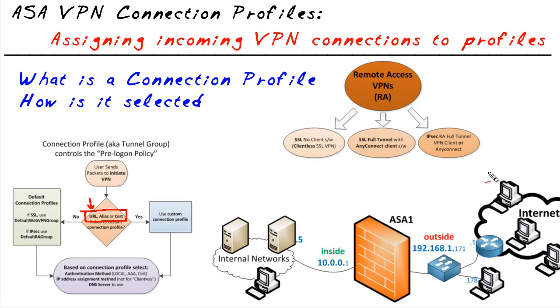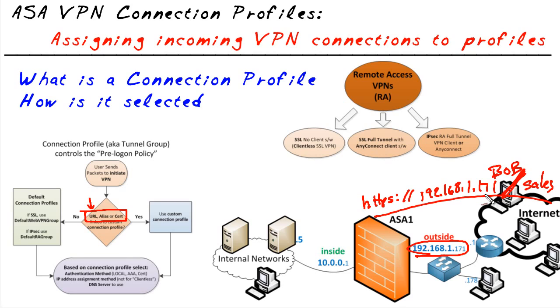A URL. We tell Bob, hey Bob, when you connect, we're going to pretend this is a global address for a moment. When you connect to https://192.168.1.171/sales. And if we give him that URL, we can actually link that specific URL to a specific connection profile. So then when Bob hits that URL, the ASA says, oh, he's knocking on this door at that specific URL. He's going to be associated with connection profile 1 or connection profile 2. So that's one way. Another option is we could use an alias.